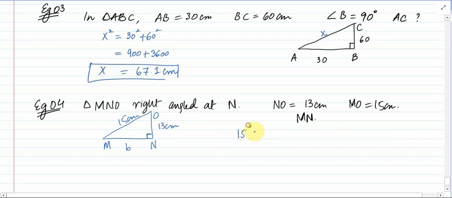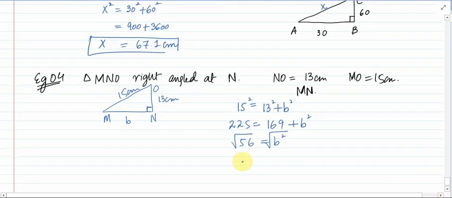So 15 squared, the hypotenuse is known, equals 13 squared plus B squared, right? Now 15 squared is 225, 13 squared is 169, plus B squared. Now 225 minus 169 is 56, which equals B squared. Applying root on both sides, B is 7.48 centimeters, that is the value of B, right?